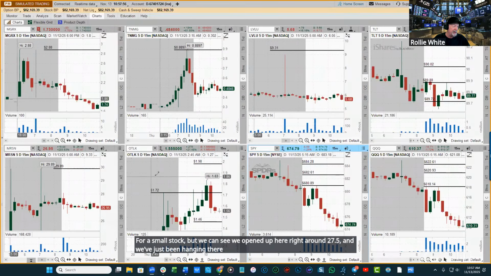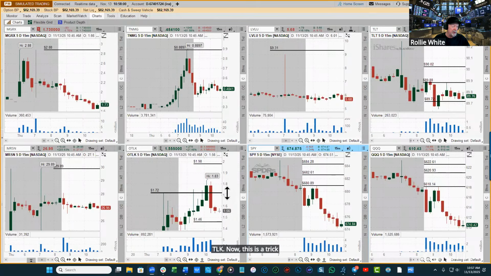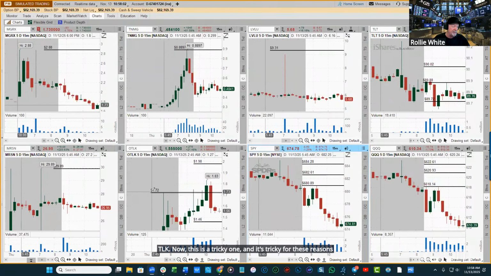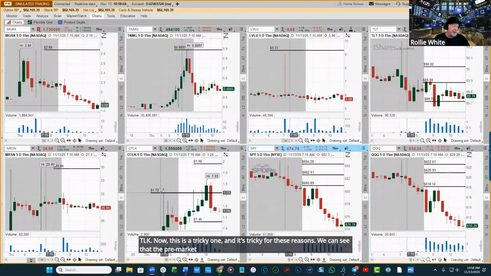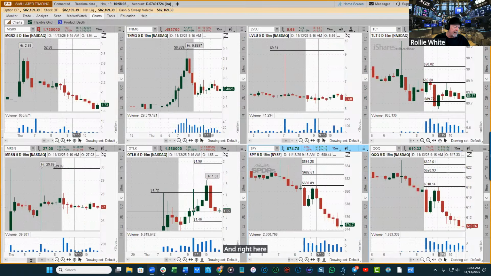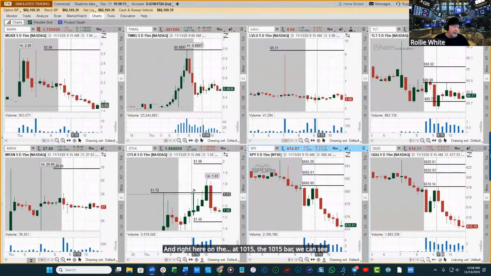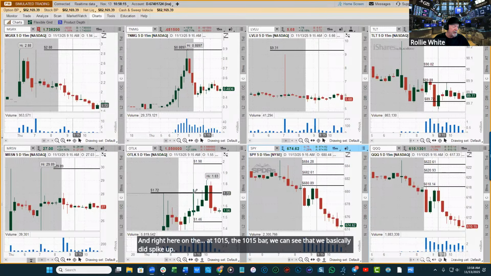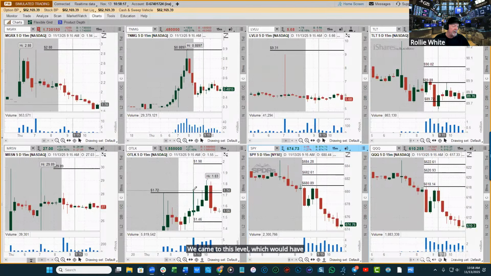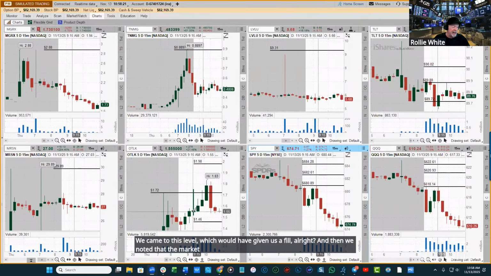And that brings us to OTLK. Now, this is a tricky one, and it's tricky for these reasons. We can see that the pre-market high was $1.72, and right here on the 10:15 bar, we can see that we basically did spike up. We came to this level, which would have given us a fill, all right? And then we noted that the market just basically came back down.